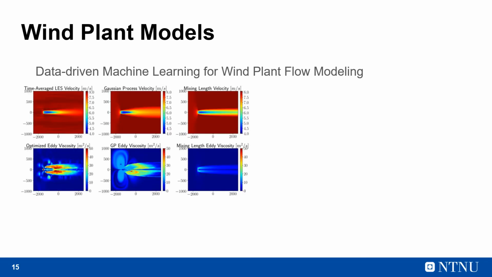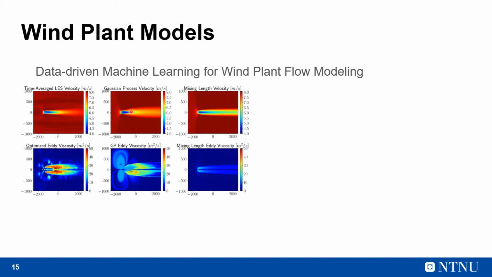Let's have a look at the results. The first row shows the velocity field comparison. The leftmost figure shows the output from the large-eddy simulations, which are from SOWFA. The middle figure shows the velocity field predicted by the Gaussian process from the RANS model. And the rightmost figure shows the baseline RANS model output of the velocity field.